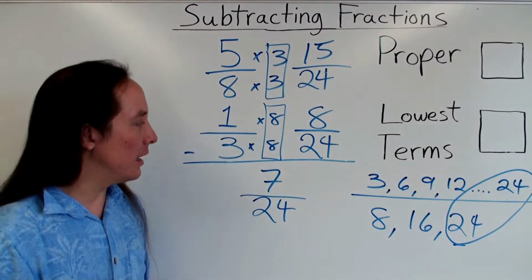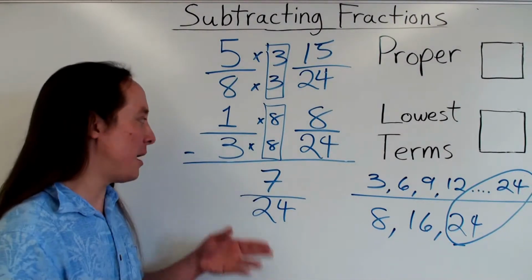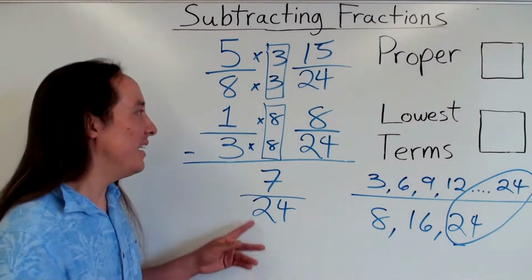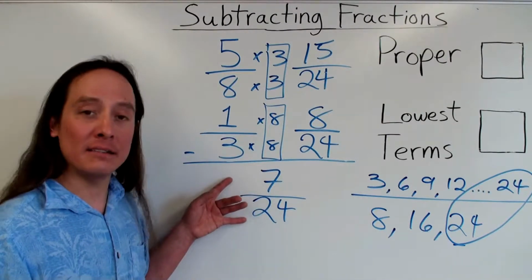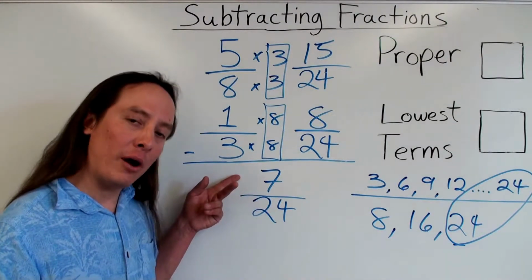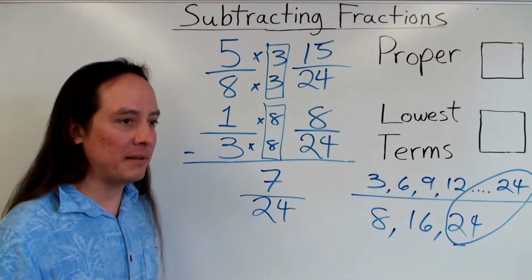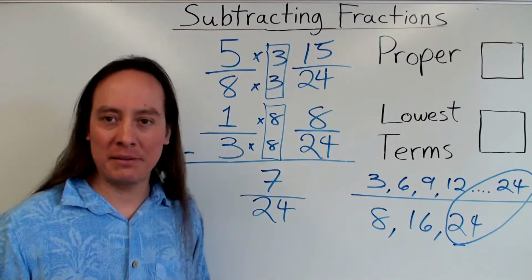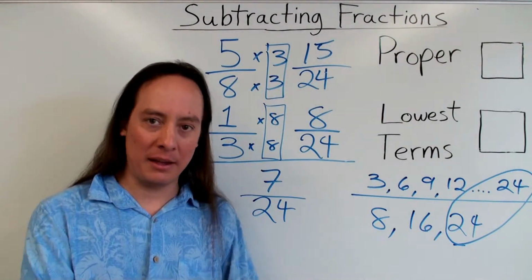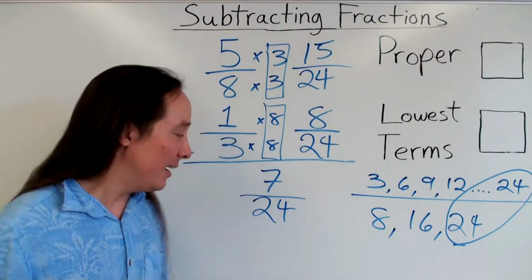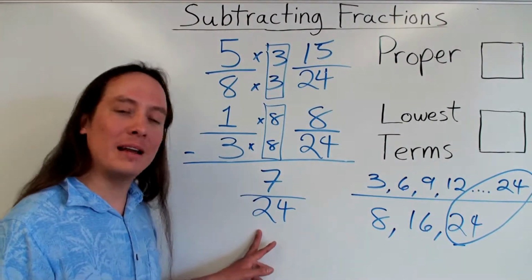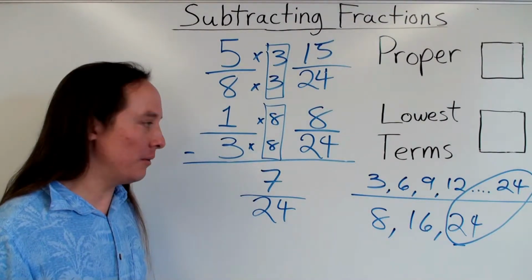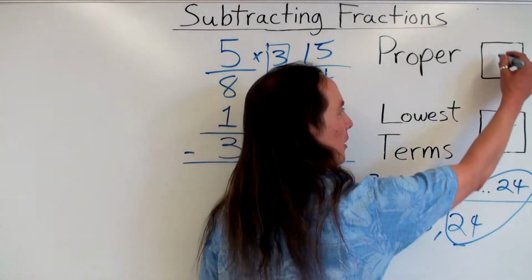Okay? And again, is it proper? Yes, it's proper. 7 is smaller than 24, or the numerator is smaller than the denominator. And is it in its lowest terms? It is in its lowest terms. 7 is what's called a prime number, and prime numbers are basically numbers that can only be divided by themselves and 1. But dividing 7 by 1, you end up with 7, so you're ending up with the same thing, so why'd you do the division in the first place? So for me, it can only be divided by 7. And 24 cannot be divided by 7 evenly. So this is the lowest term of this fraction. So we can put our little check mark in both of those, okay?